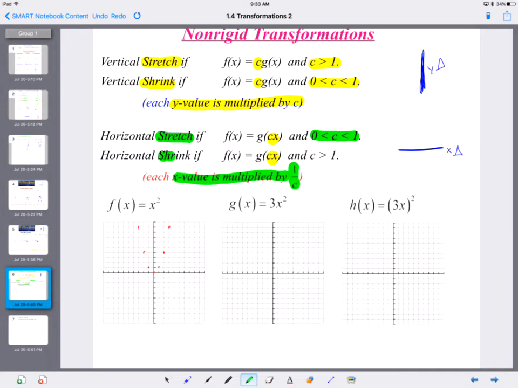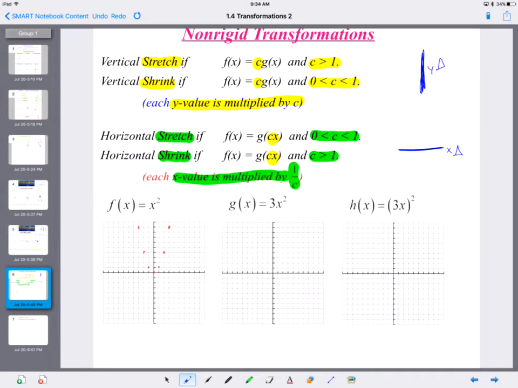With the vertical shrink, the factor was between 0 and 1. A horizontal shrink, or compression, is greater than 1. But once again, you're going to multiply the x value by 1 over that, so it'd be multiplying by like 1/2, 1/3. And so it's shrinking then. So let's look at a couple here.